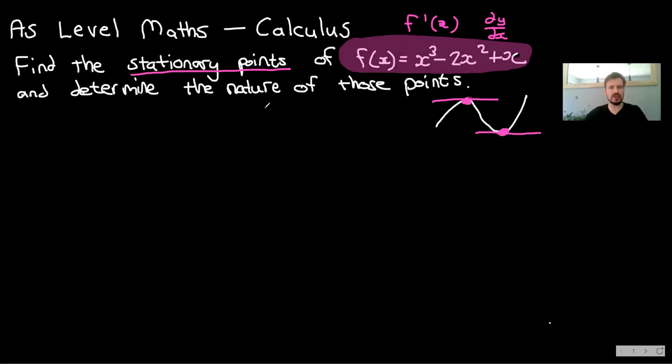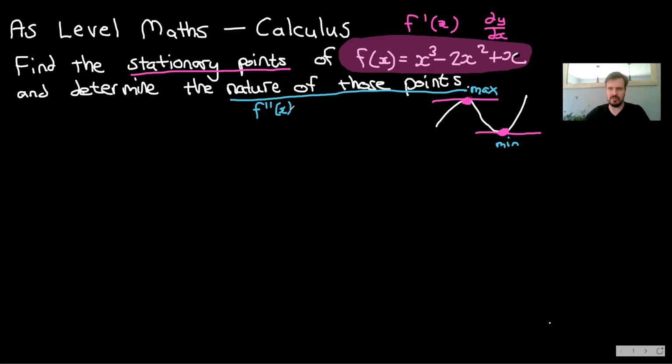Now, the nature of those points is whether it's a maximum or a minimum. So when you want to find out, is it a maximum or minimum, you find the derivative of the derivative. In other words, the second derivative, f double dash of x. Okay, and that's going to tell you whether it's a maximum or a minimum. So a max would be here, and a min would be here, the minimum value. And so you find your f double dash.